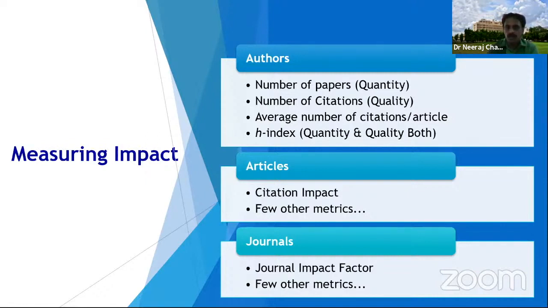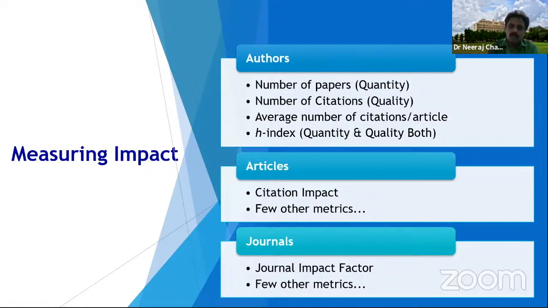If you talk about the quantity, when you talk about the quality, the number of citations is one of the parameters which is used for measuring the author. Average number of citations per article, this is also one of the parameters used for measuring the author. How many citations a single paper or single article has received. So these are some of the parameters which are used for measuring the authors, including the H-index. H-index is used for measuring the quality and quantity both for the authors.